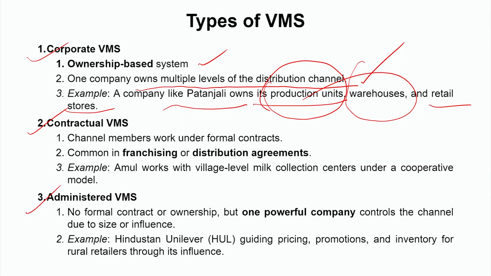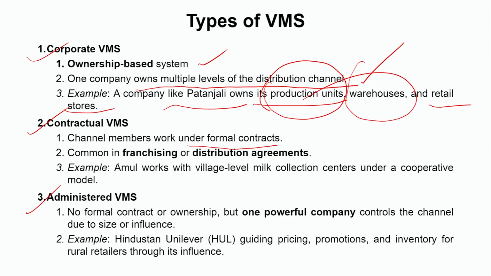Second is the contractual VMS. What we see here is that the channel members work under formal contracts. It means there is a bonding between two entities. There are two owners who come together, bound by the contract. Both of them have equal consideration and get something in return as revenue. This is common in franchising and distribution agreements.